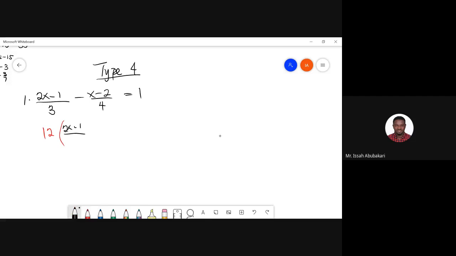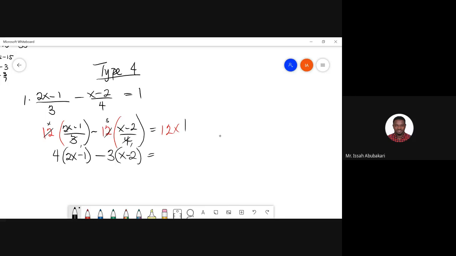12 multiplied by 2x minus 1 divided by 3, minus 12 multiplied by x minus 2 divided by 4, is equal to 12 multiplied by 1. Now, 3 goes into itself 1 time, and 3 goes into 12 four times. 4 goes into itself 1 time, and 4 goes into 12 three times. And then we can expand or write out what we have left. So we have 4 times (2x minus 1) minus 3 times (x minus 2) is equal to 12.